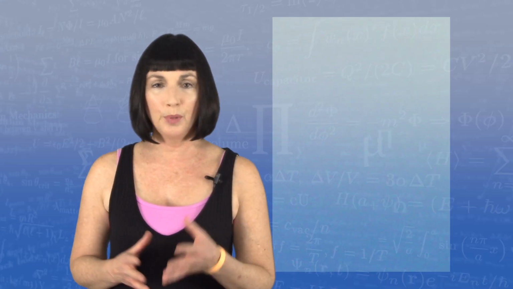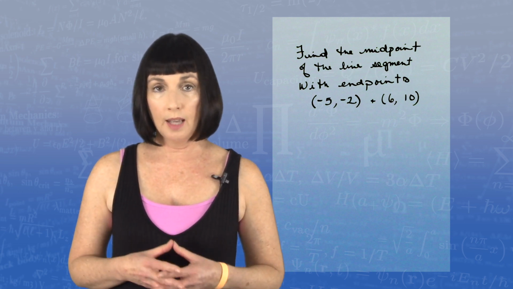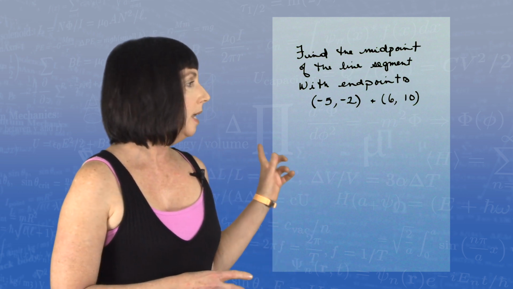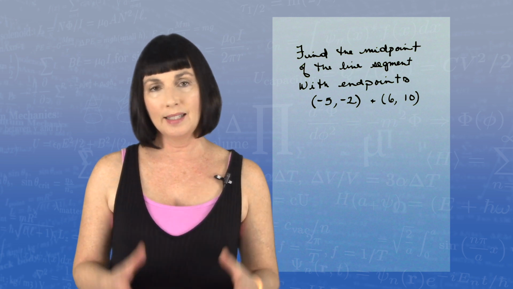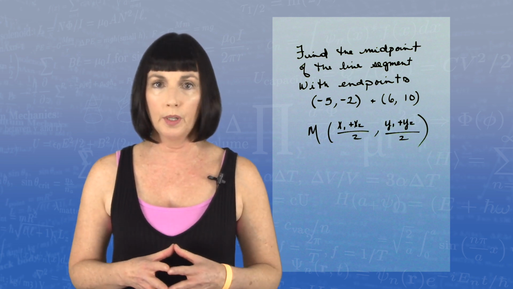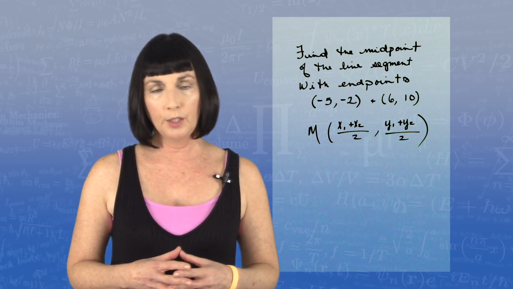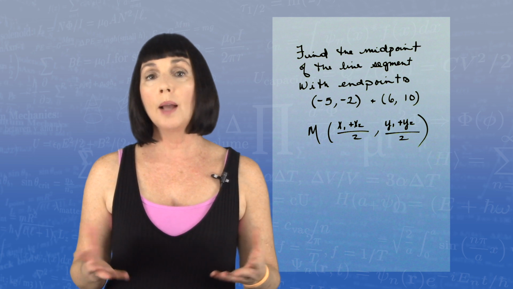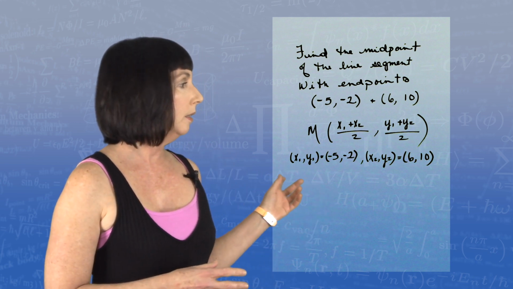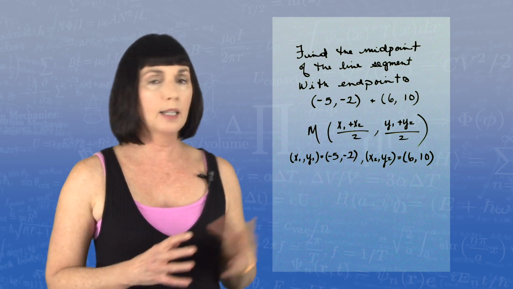Let's do an example using the midpoint formula. Find the midpoint of the line segment with endpoints -5, -2, and 6, 10. Okay, so we'll remember that our midpoint M has the coordinates x1 plus x2 over 2 and y1 plus y2 over 2. Now I'm going to call x1, y1 -5, -2, and x2, y2 6, 10.